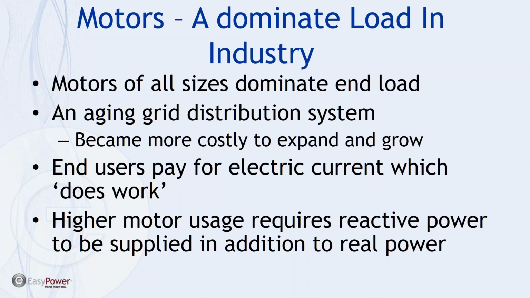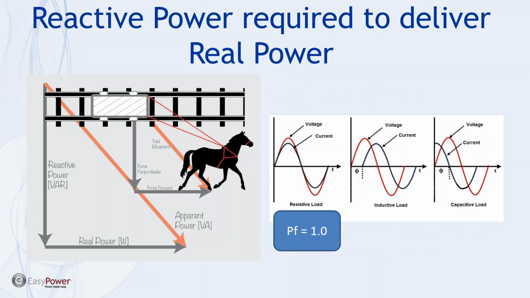Well, the issue became one of getting that much energy out into a consumer base that was growing, but the cost of expanding the grid became somewhat untenable. And the end users didn't want to pay for this wasted energy. They just wanted to pay for the energy that was delivered that did work. Well, the fact that the higher motor usage requires reactive power to be supplied to provide that real power provided something of a dilemma.